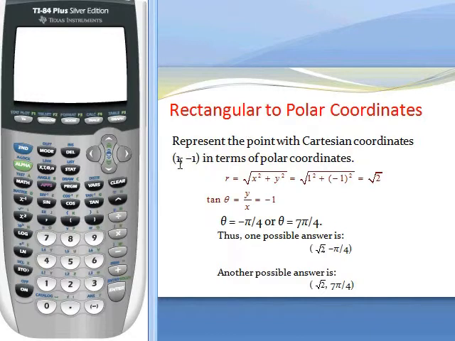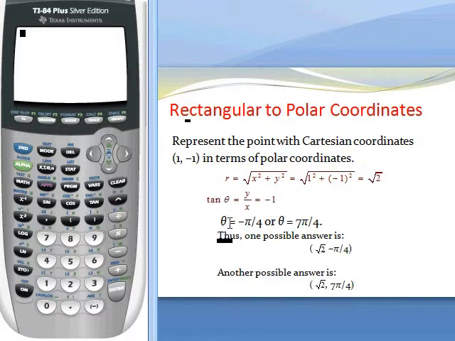system. For example, you have an ordered pair 1, negative 1. What is that in terms of r, theta? So you first go and calculate r, 1 squared plus negative 1 squared. That gives you rad 2. Then you go calculate theta. Tan theta is y over x, and you already have the y, which is negative 1, x is 1. So tan theta is negative 1.